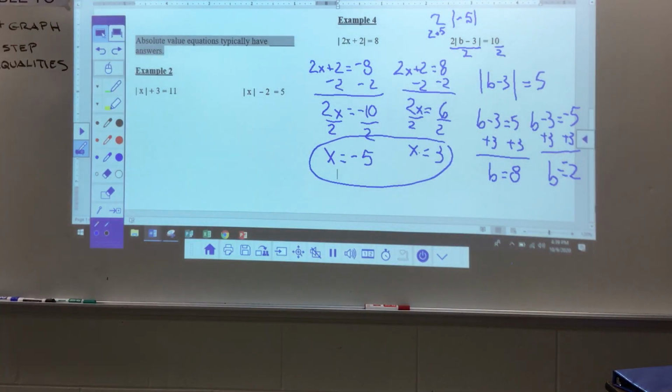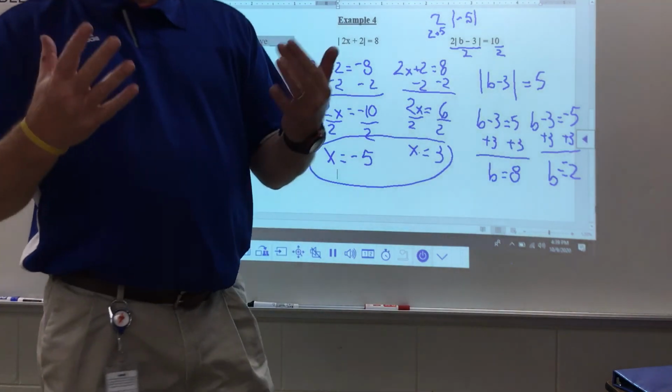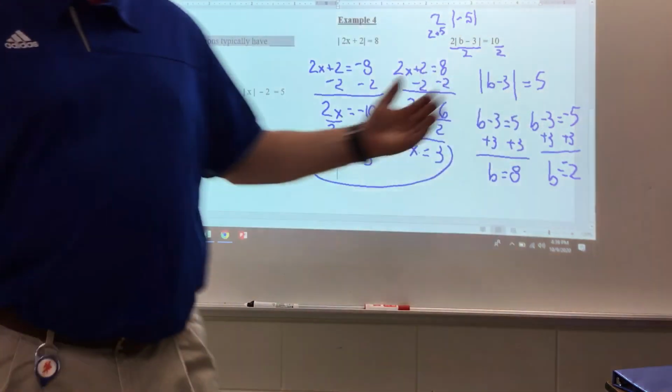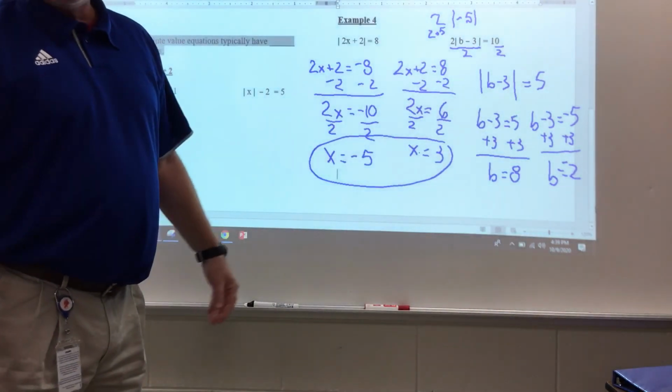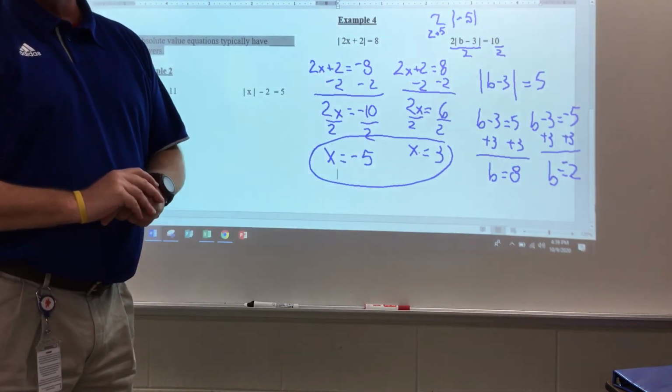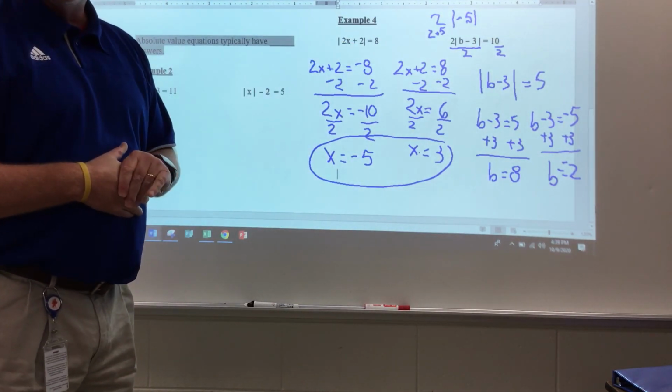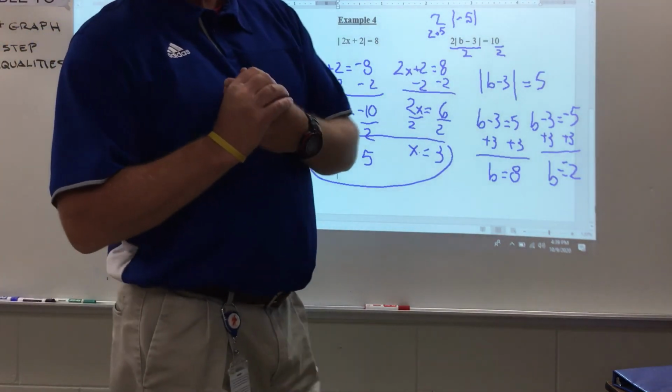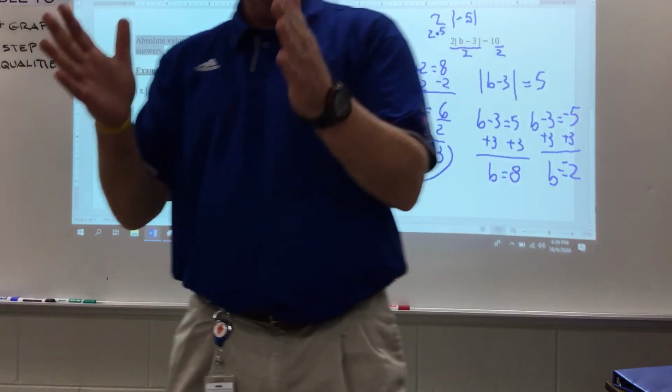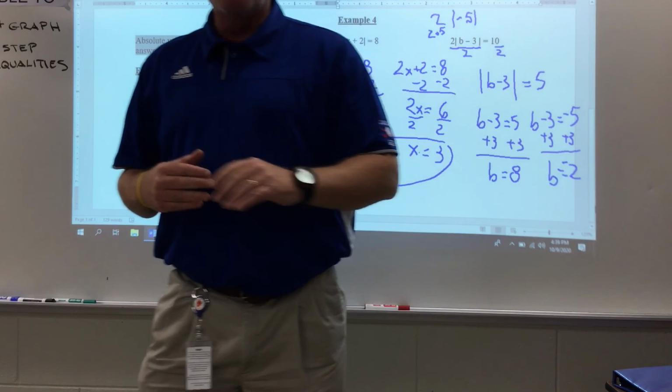Now, hopefully what you learned today is a little bit about solving absolute value equations. A lot of times you're going to have two possible answers. Sometimes you have to create two equations to solve those. Again, absolute value is the distance from 0 on a number line. When it comes out of absolute value brackets, it's always going to be positive.